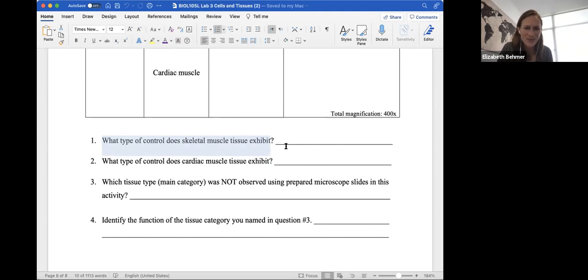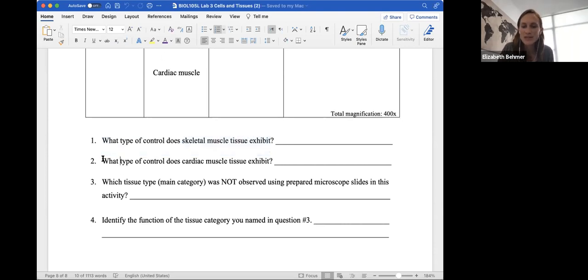Can I get some sort of answer in the chat? What do you guys think? Are skeletal muscles under voluntary control or involuntary control? Thanks, Yvonne. So yes, your skeletal muscles are under voluntary control. So that's the answer to number one. And that just means that you are controlling when your skeletal muscles are contracting.